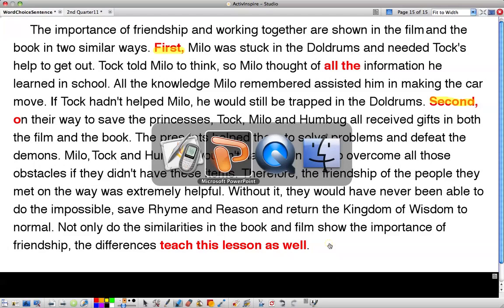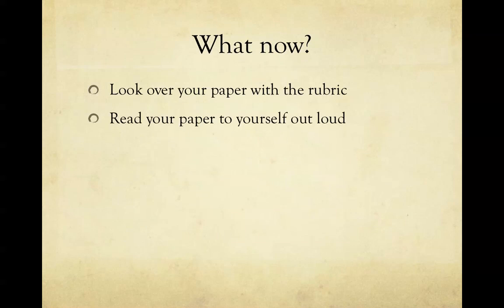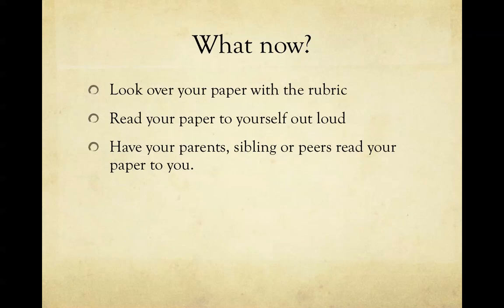So what should you do now? You should look over your paper with the rubric, read your paper to yourself out loud, have your parents, siblings, or peers read your paper to you, and then finally, make any revisions you need to make. Remember, you need to bring a printed copy to class, and then in class, we're going to have our peers edit it, and then we're going to spruce it up and make the papers perfect so that we can hand it in.